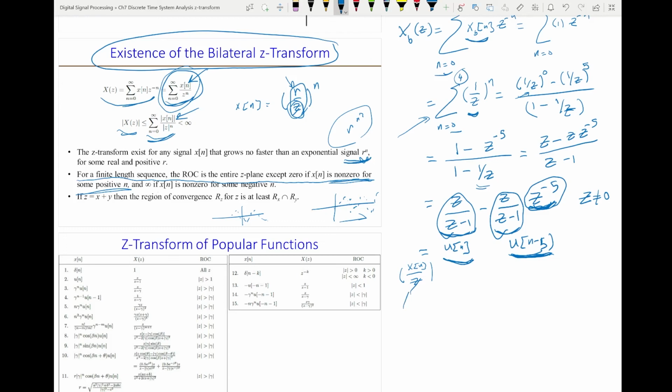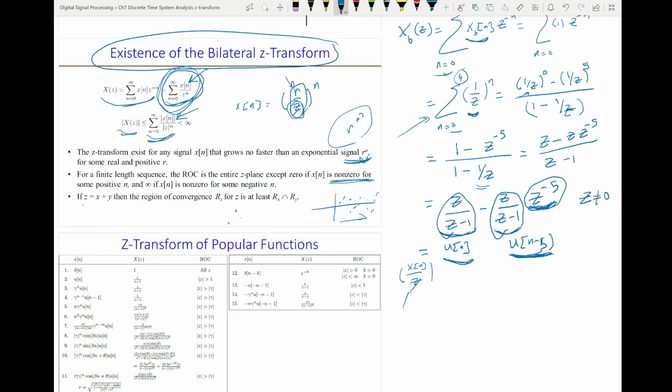And if x of n is non-zero for some negative n, that means if there are samples for negative n here, then infinity cannot be part of the region of convergence. Because, again, when we carry out the Z transform definition, it will be x of n divided by z to the power of n. Now for negative n, this is the same as z to the power of the absolute value of n times x of n. When n is negative 2, it's the same as z squared. Now z cannot go to infinity, so that's not part of the region of convergence because this will go to infinity.